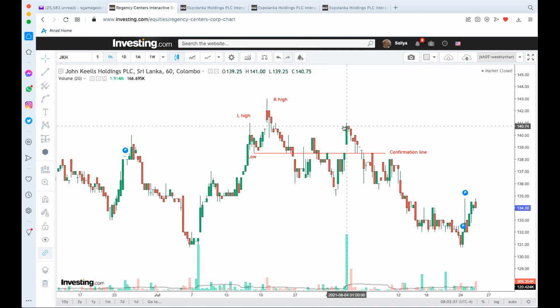And then we can see that it went up to break this level, but couldn't go up and break either this level or this level. In fact, it went and tested this high of 141 rupees. Here also it's 141 rupees, right? So you understand when the prices are going up.